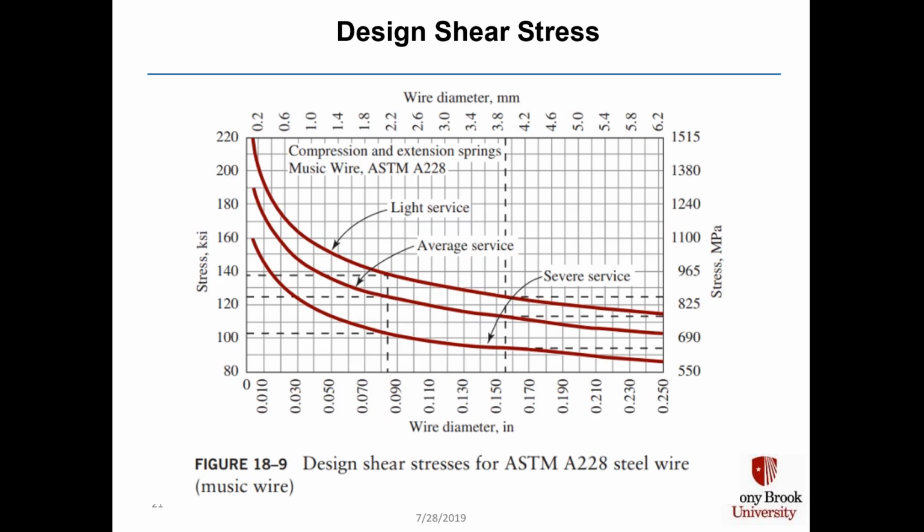There are different figures for the different types of wires. On the x-axis below is the wire diameter in inches, and on the top you can use wire diameter in millimeters. On the y-axis you have stress in KSI on the left side. On the right side you can use stress in MPa. There are 3 curves, one for each of light service, average service, and severe service.